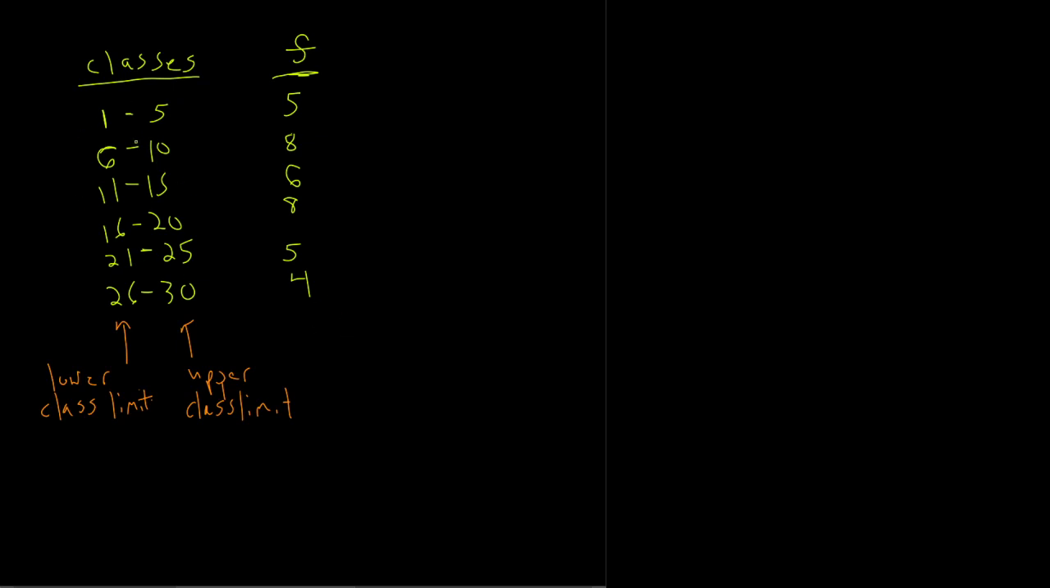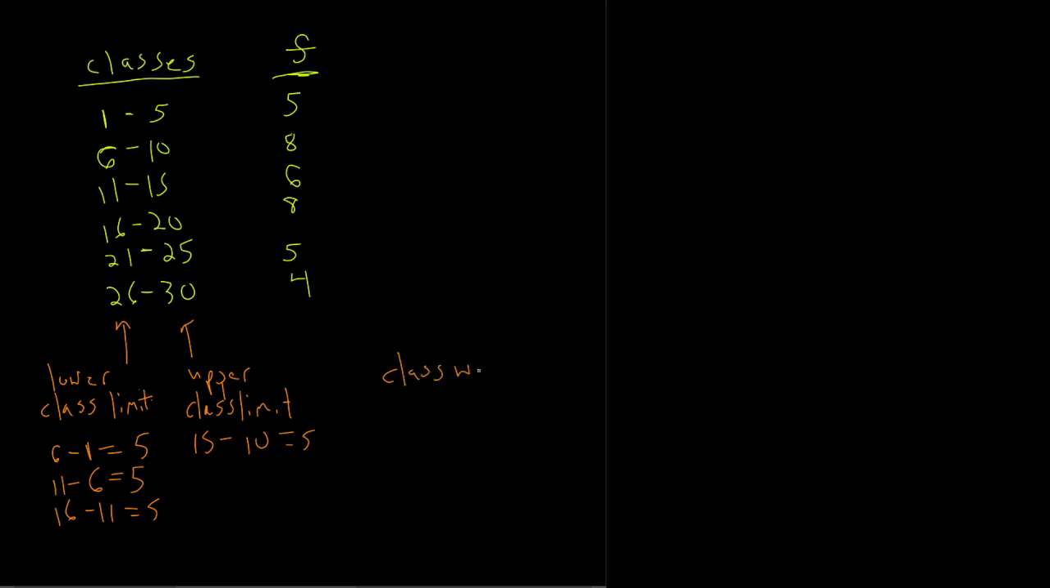Now we'll notice that if I take 6 minus 1, I get 5, right? The lower class limit here and the previous lower class limit. If I take 11 minus 6, I get 5. If I take 16 minus 11, I get 5. If I take 15 minus 10, I get 5. The difference between these upper class limits. And this value 5 is called the class width.